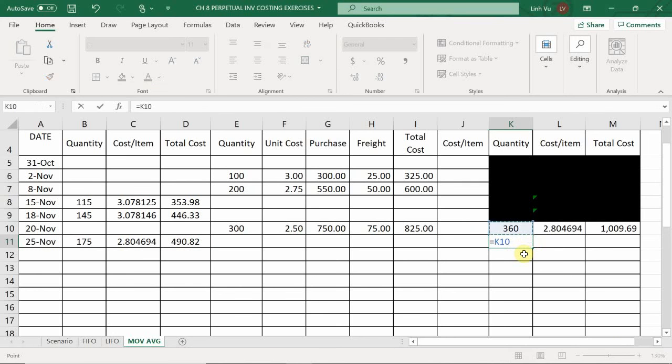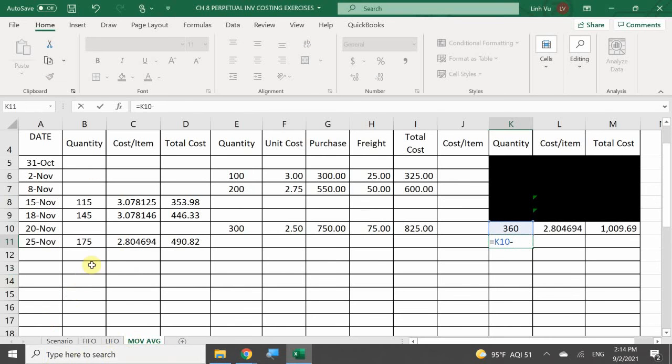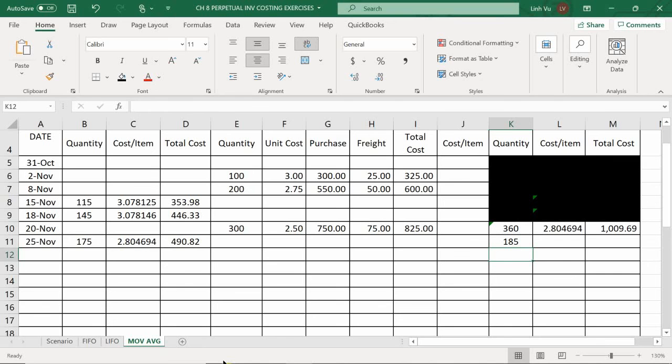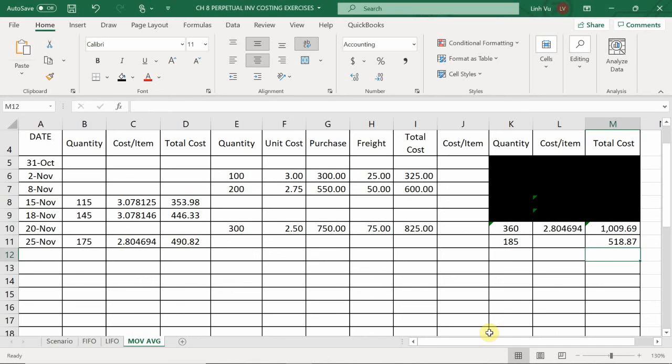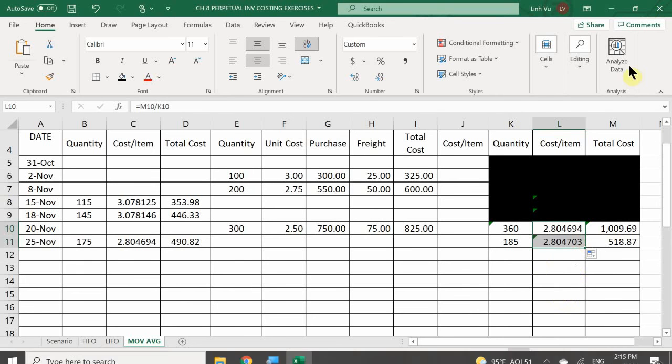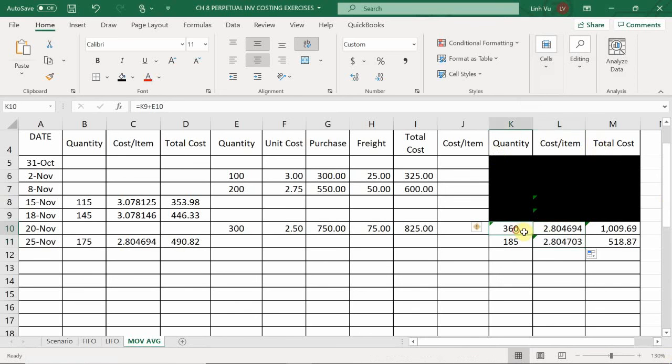We take the 360, subtract this 175 that we sold, gives us 185. Good. And then we take the $1,009.69 and subtract the 490.82. Good. And that gives us $518.87. Take 518.87 divided by 185. 2.8047027. Good. And then I'm going to block that off.